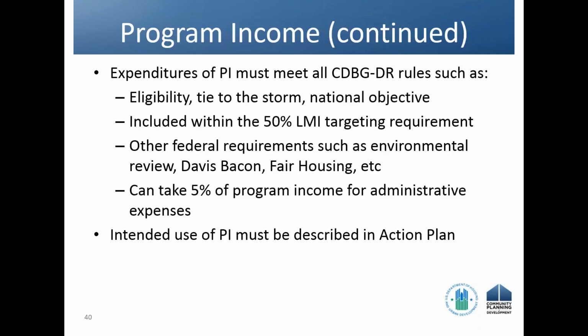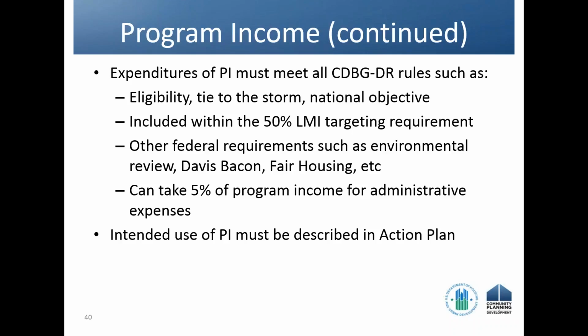That includes the 50% eligibility target, the 50% low mod targeting that's required, also applies to program income. All the other federal requirements apply too, so fair housing, Davis-Bacon, environmental. Again, it's just as if you have another dollar of CDBG-DR. On the flip side, just like regular CDBG-DR, we get to take 5% of it, and we talked about that earlier when we talked about the cap. We can take 5% of it for program admin.